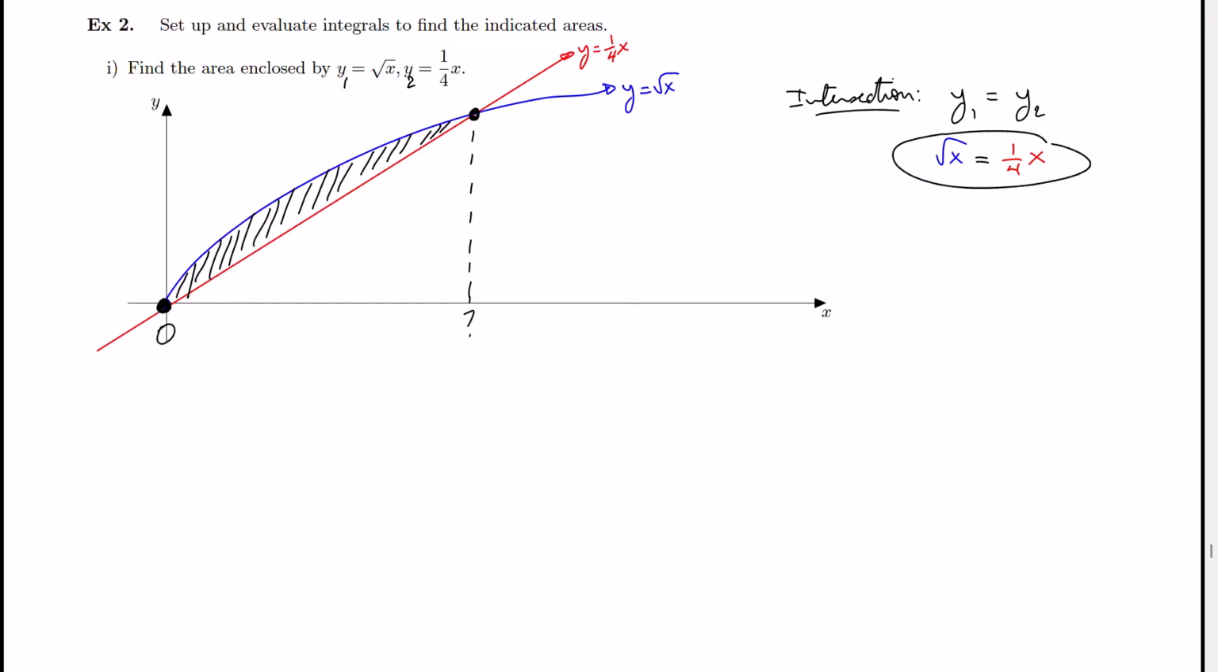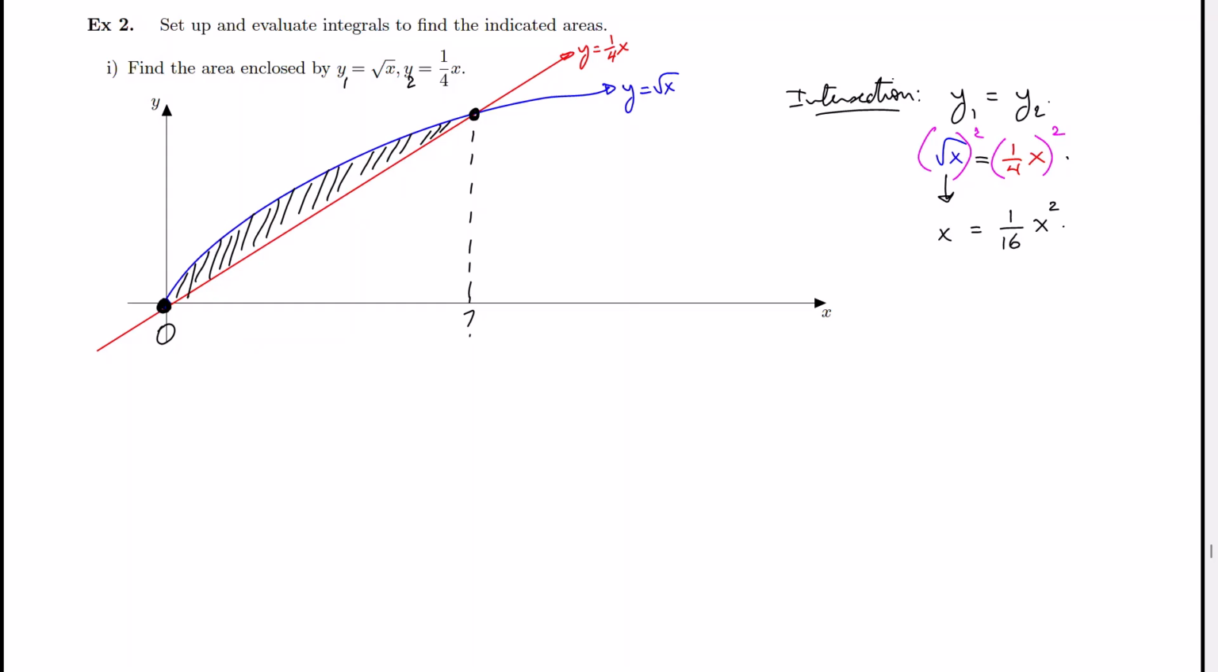To solve this type of problem, it's usually recommended that we start by squaring both sides. The squaring is done to get rid of the square root, because square root of x squared will simply be x. On the other hand, 1/4, when you square it, will become 1/16, and x squared will be just simply x squared. So that's how we start off this process.